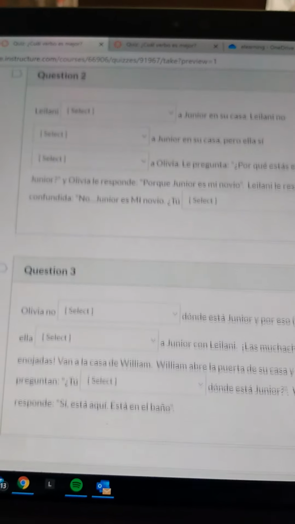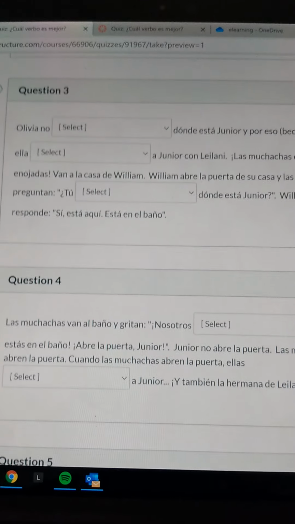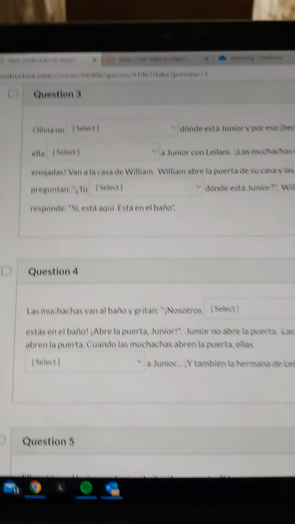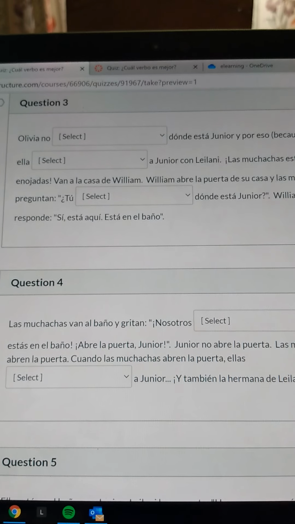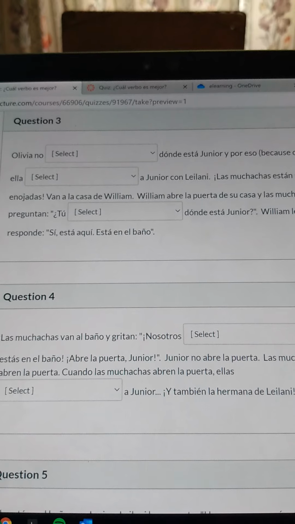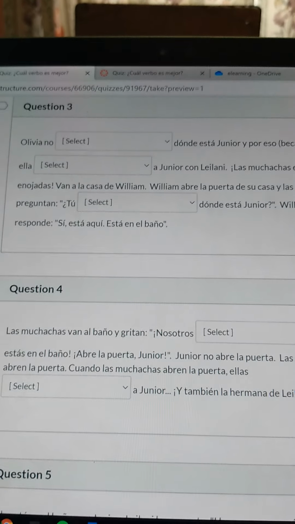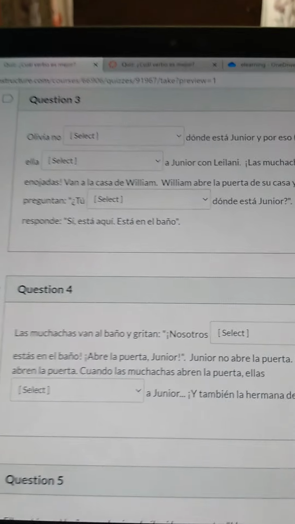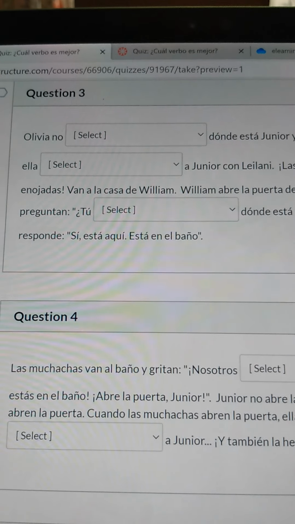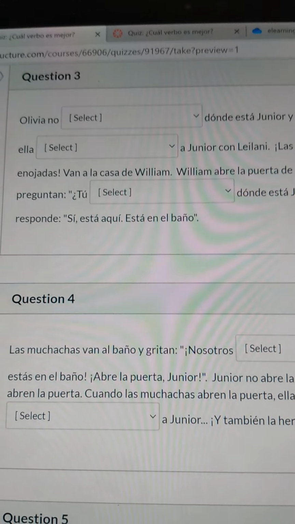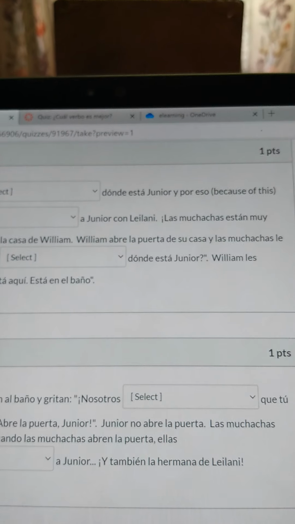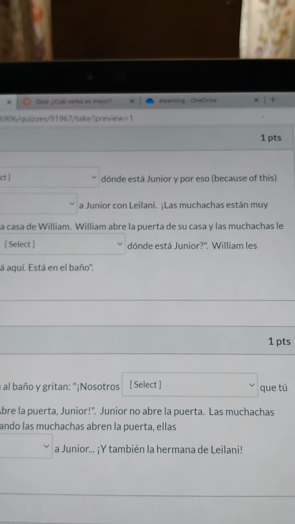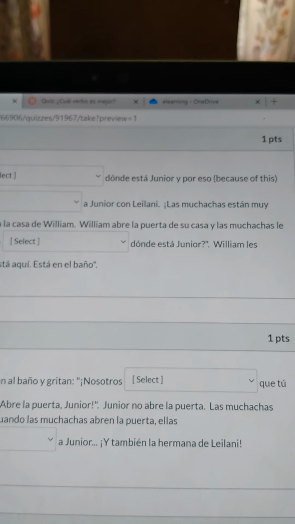Okay, and I'm going to skip to number 4 just to briefly go over that one. Now, in paragraph 4, it's talking about las muchachas. So now we have a plural subject. So the verb forms are going to be different. We're talking about a plural subject. Las muchachas van, see how that ends in an N, al baño y gritan, and they shout. See how it ends in AN? And it says nosotros. So you're going to have to pick a verb ending that has amos on the end.